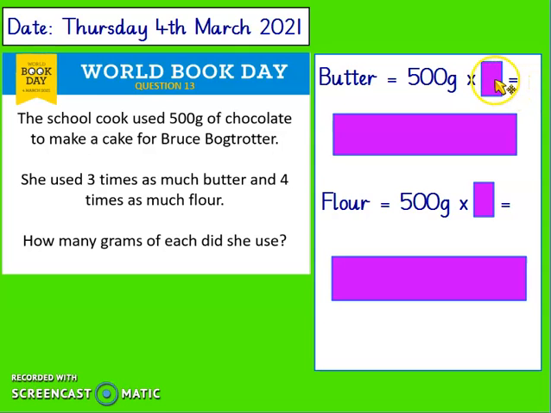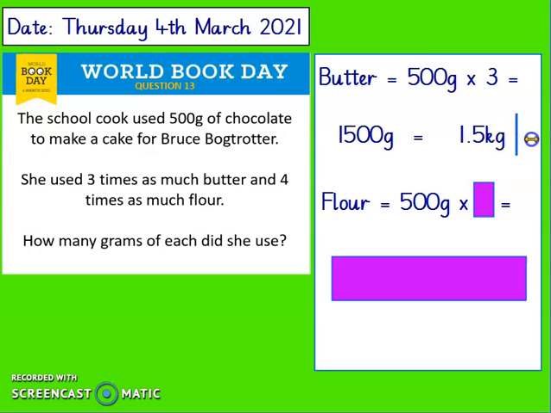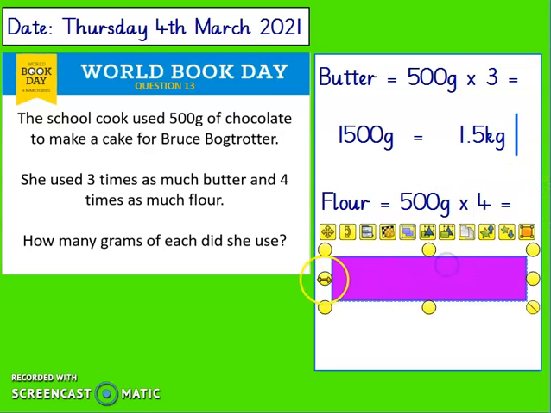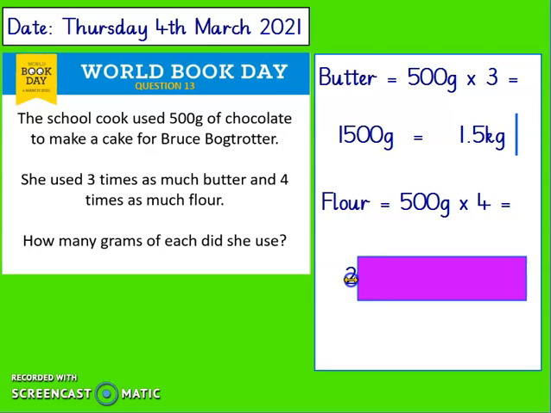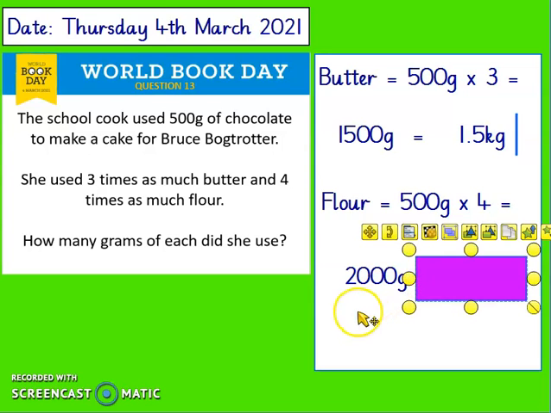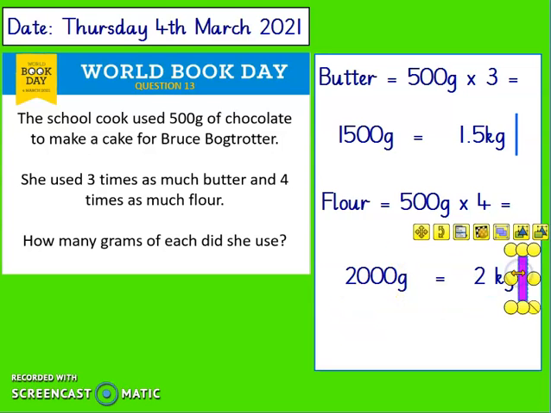So let's have a look. 500, and this is for the butter, we're timesing it by 3. So 5 times 3 is 15. And we know we've timesed it by 100, so it's 1500 grams. And we can put that into kilograms, 1.5 kilograms. The flour, we're timesing by 4. So the answer is 5 times 4 is 20, timesing it by 100, so we've got 2000 grams. In kilograms, we've got 2 kilograms. Did you simplify it into kilograms, or did you just give the answer in grams?